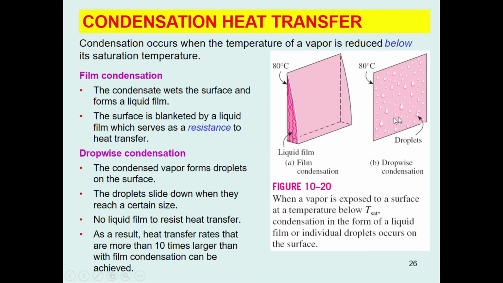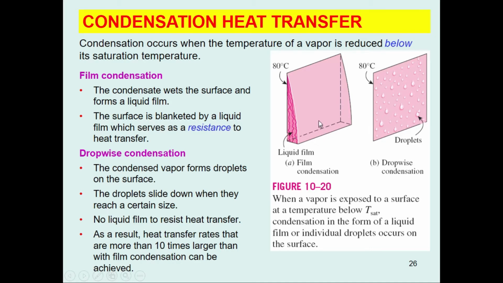On the other hand, there is a second classification of condensation, which is known as the dropwise condensation process. The condensed vapors form droplets on the surface instead of a continuous film, as you can see in this diagram, with different sizes of droplets. The surface is covered by countless droplets of varying diameters. As a result, heat transfer rates more than 10 times larger than with film condensation can be achieved. So the preferable condensation phenomenon is dropwise condensation.